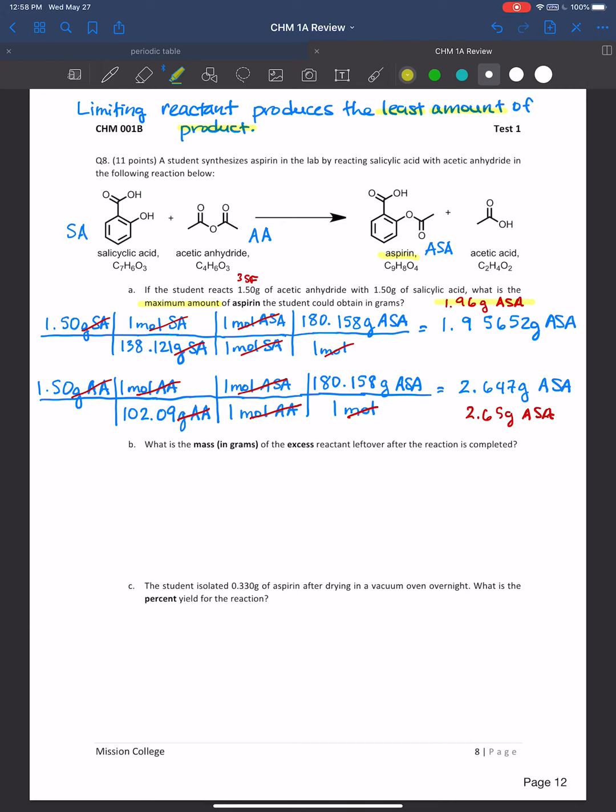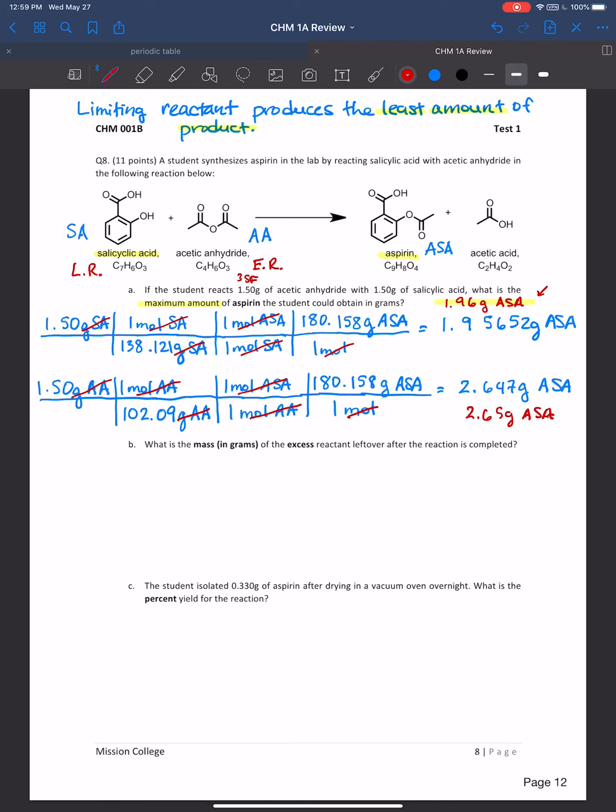And so based on that definition, it turns out that salicylic acid is our limiting reactant, right? Because it produced the least amount of product as shown here. It produces only 1.96 grams versus the 2.65 grams from the acetic anhydride. And the reason why it's the limiting reactant is because once we run out of that, we cannot produce any more aspirin. We have no more salicylic acid left to do so. So the salicylic acid, once again, is the limiting reactant, which means that the acetic anhydride is the excess reactant.